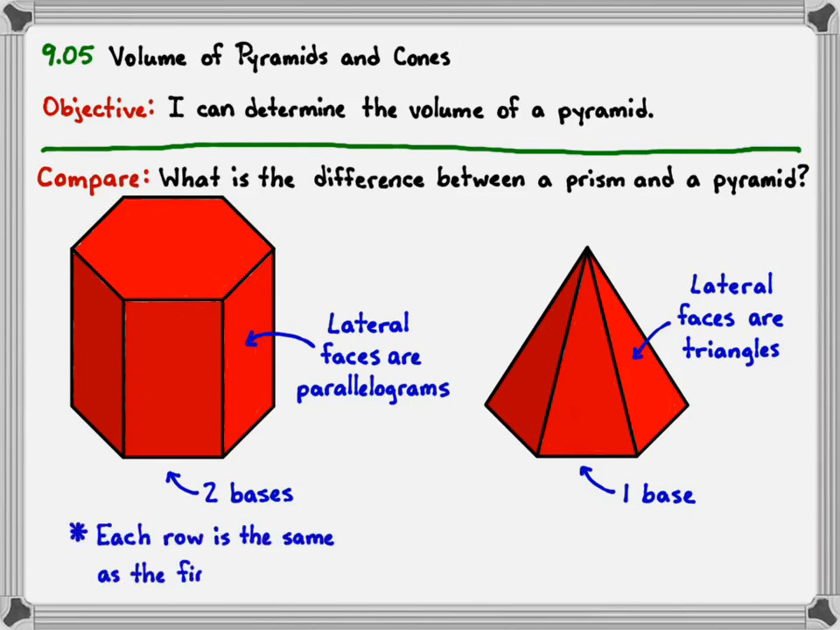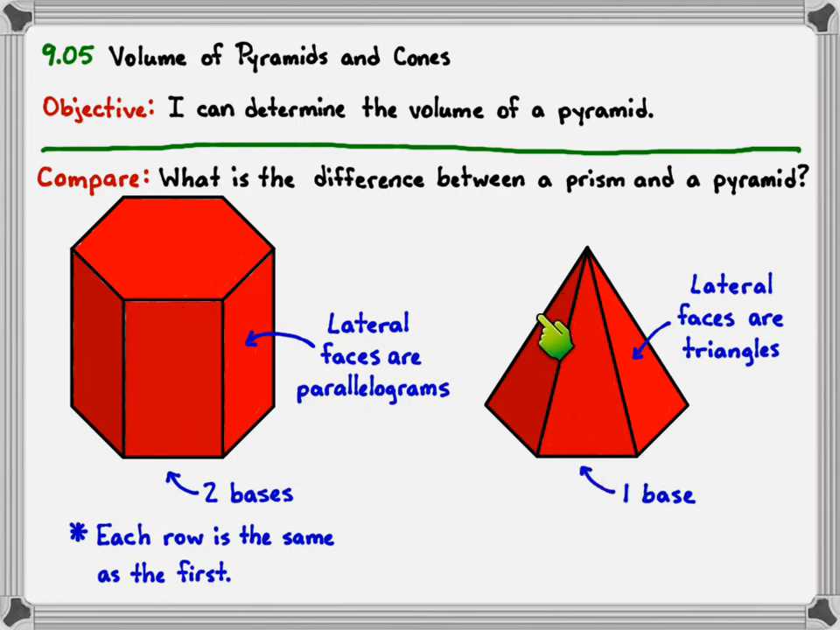Now, it says each row is the same as the first. Well, what does that mean? Remember last time we talked about a prism kind of like the idea of stacking pancakes. When you stack pancakes, if all those pancakes are the same, that means the bottom pancake is going to be the same as the top pancake. We're slicing it, slicing it, slicing it. So we're stacking the same thing all the way up.